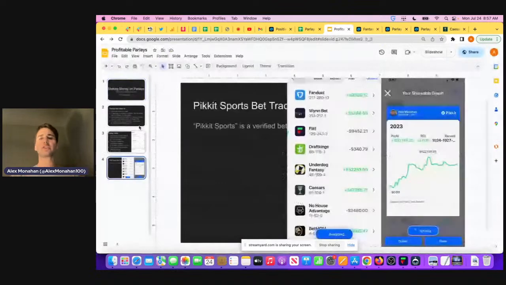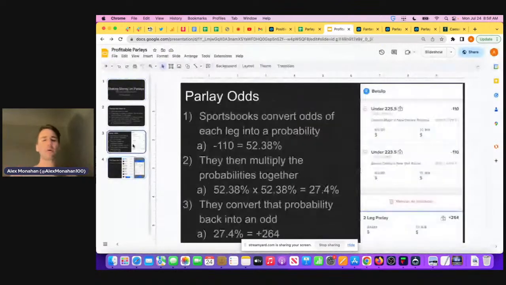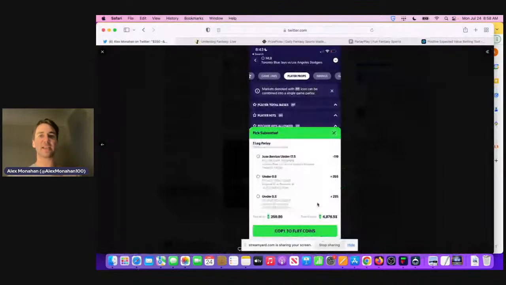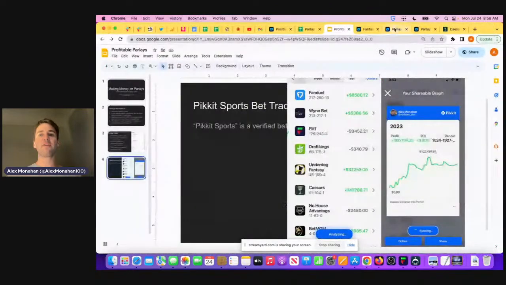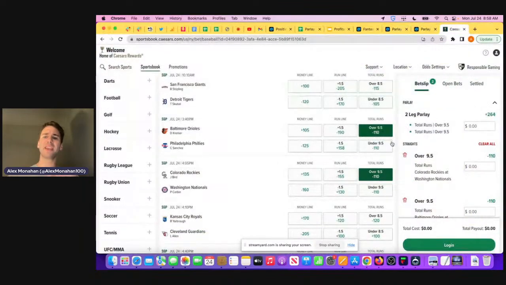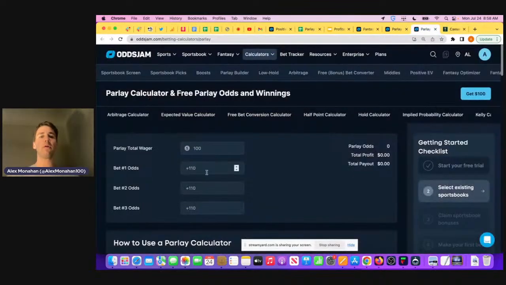I included a little spreadsheet, or PowerPoint presentation, below, kind of breaking down the math behind parlays. And you can absolutely make money betting on parlays. I just locked in this one, and I'm going to take you through the math behind a parlay. A lot of people think parlays are really complicated. Like, why is Caesars giving me plus 264 odds if I pair these two plays together? But a parlay is pretty simple, right?